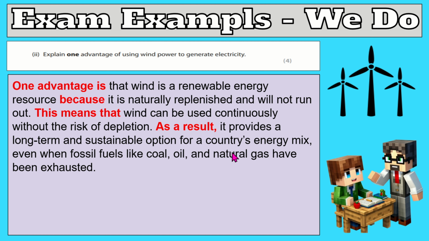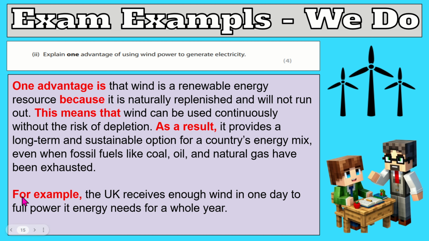Now look, I've never done this before. I don't know if that was useful. But again, for example, that you could have put in: for example, the UK receives enough wind in one day to power its energy needs for a whole year. Okay? So, I don't know if you did or didn't do that. I hope you found it useful. So we have now done one.